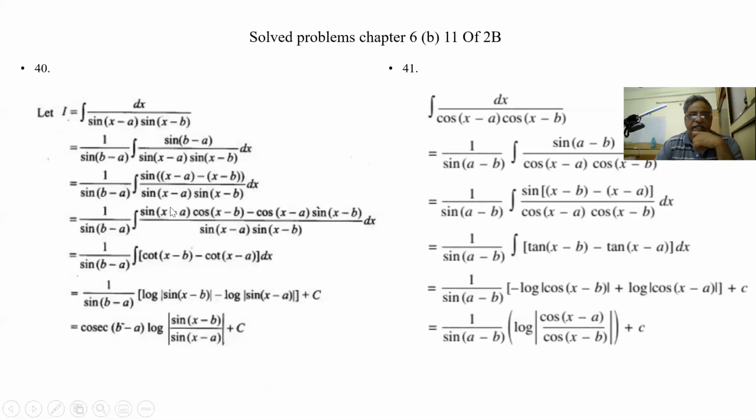When I simplify it, sine(x minus a) gets cancelled. I'm getting here cos(x minus b) by sine(x minus b), cot(x minus b). Here sine(x minus b) gets cancelled, so cot(x minus a) dx. This we know: integral of cot(x minus b) is log of sine(x minus b), and this is log of sine(x minus a). Of course, the minus will come here. So log a minus log b is log a by b. And 1 by sine is cosecant.